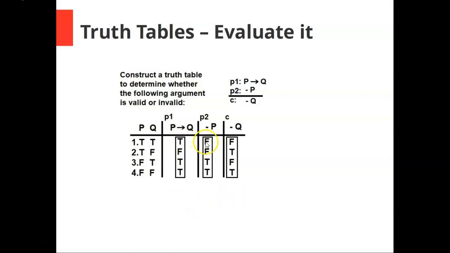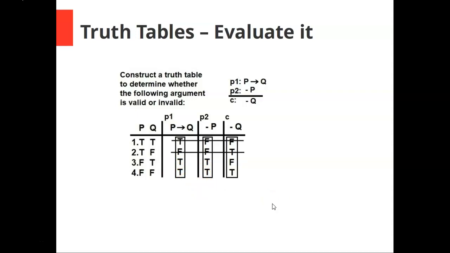In row 1, we have a false premise, so we don't care about row 1. In row 2, both of the premises are false, so we don't care about that. But we do care about 3 and 4. Look, in 3, both of the premises are true, and then in 4, both of the premises are true, so we do care about rows 3 and 4.